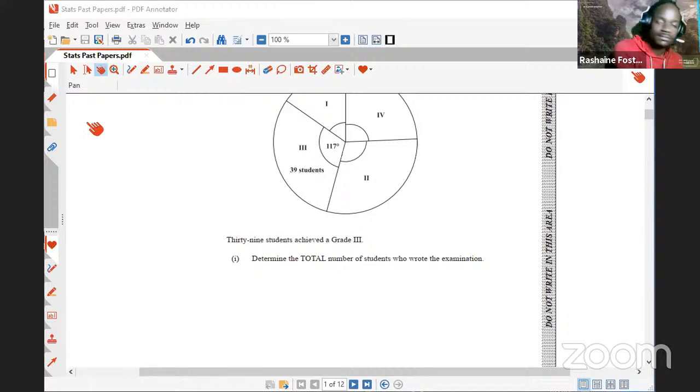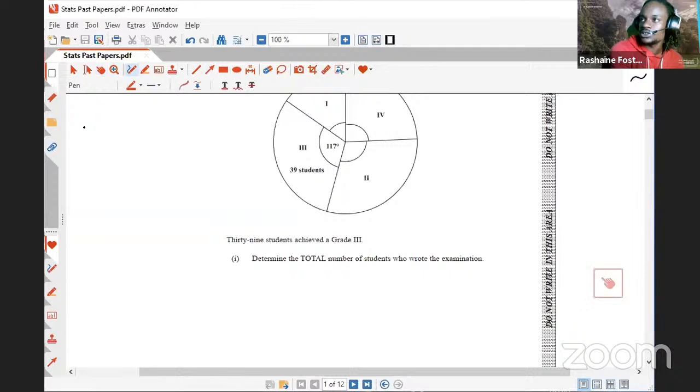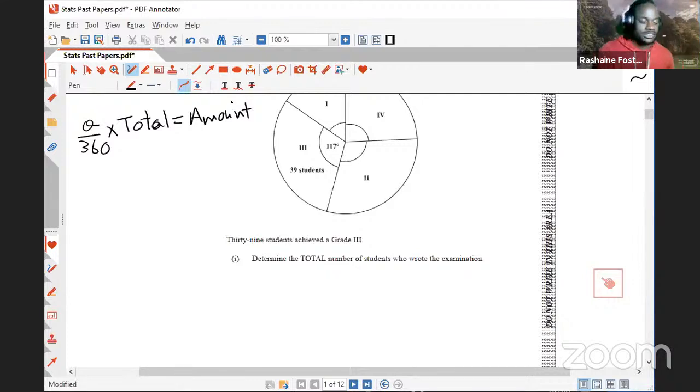Let's get my pencil. It's the angle over 360 degrees, multiplied by the total, is equal to, let's call that, the amount. You might be wondering where this 360 degrees comes from. Remember, we're doing a pie chart here. A pie chart is basically a circle, and a circle has a total of 360 degrees. That's where our 360 degrees comes from. Theta here represents an angle in mathematics. So whatever the angle is that you're given, the total, whatever the total is, and then the amount.